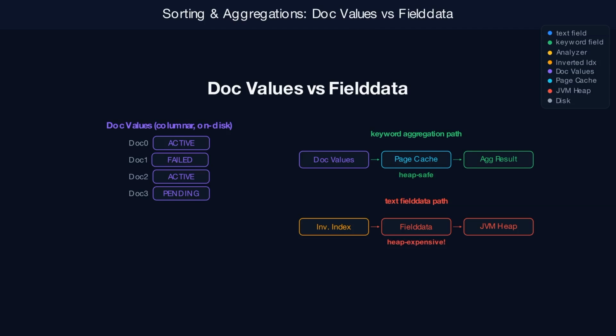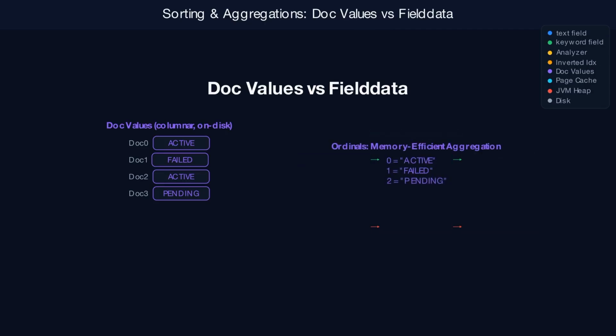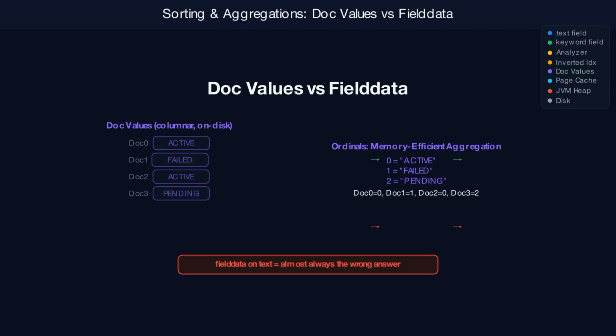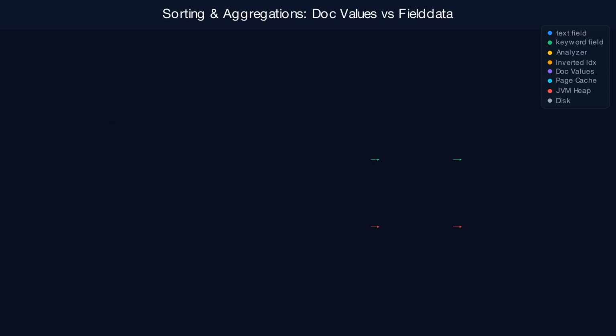They do not have doc values by default. If you try to sort or aggregate on a text field, Elasticsearch will reject the request unless you explicitly enable field data. Field data loads the analyzed tokens from the inverted index into JVM heap memory, building an in-memory column from the tokens. This can consume enormous amounts of heap, especially for high cardinality fields, and it causes latency spikes during the initial build. From an operations perspective, enabling field data on text is almost always the wrong answer. Use the keyword subfield pattern instead.